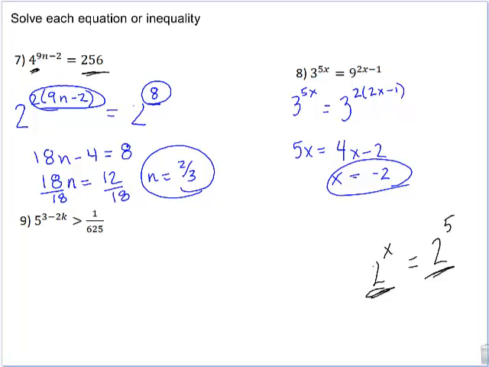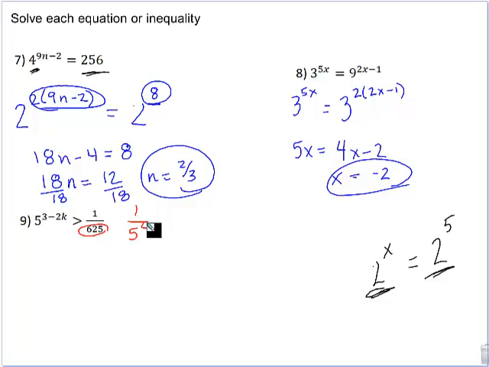Is there any way we can make 5 smaller with exponents? No. 625. How can we rewrite 625? 1 over 5 to the what? Big number. It's 5 to the what? To the fourth.